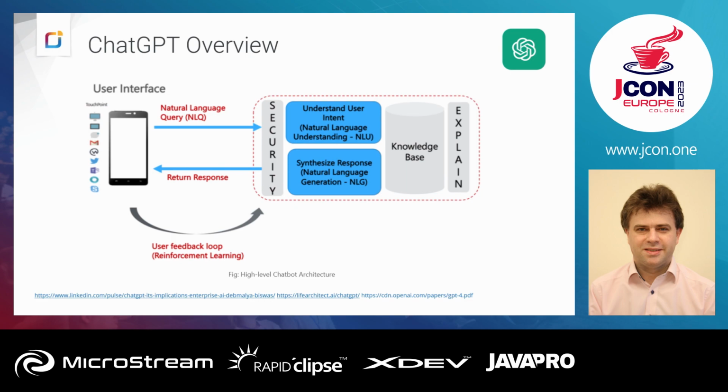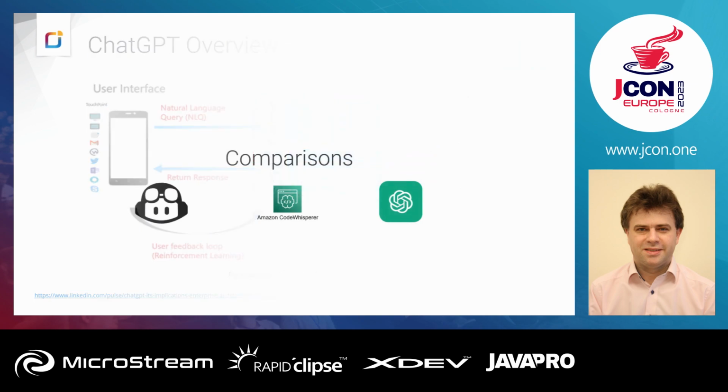It's more natural language processing. This is a chatbot architecture. You just interact with the system. You can ask for improvements and all that stuff. It's not simply that I get a code suggestion back and that's it. You can interact with it. So now let's do some comparisons.